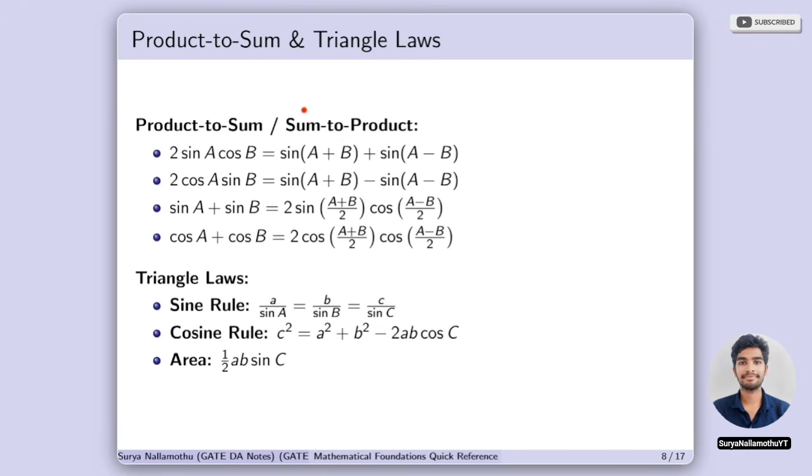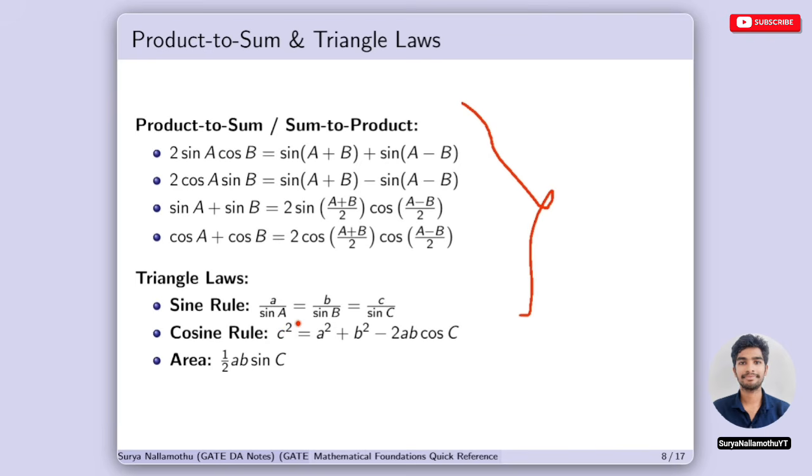Next, the product to sum and sum to product laws. These are the product to sum and sum to product formulas: 2 sin a cos b is equal to sin of a plus b plus sin of a minus b, and 2 cos a sin b is equal to sin of a plus b minus sin of a minus b. Sin a plus sin b is equal to 2 sin of a plus b by 2 into cos of a minus b by 2. Cos a plus cos b is equal to 2 cos of a plus b by 2 into cos of a minus b by 2. For the triangles, the formula becomes the sine rule.